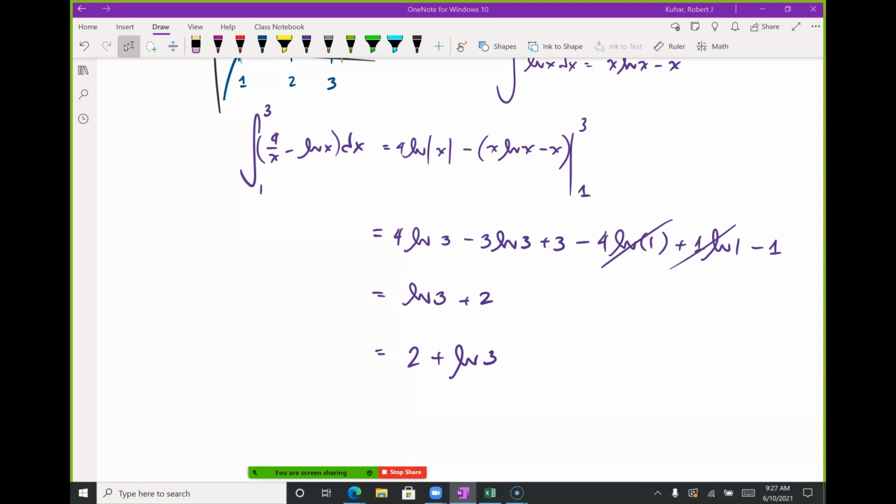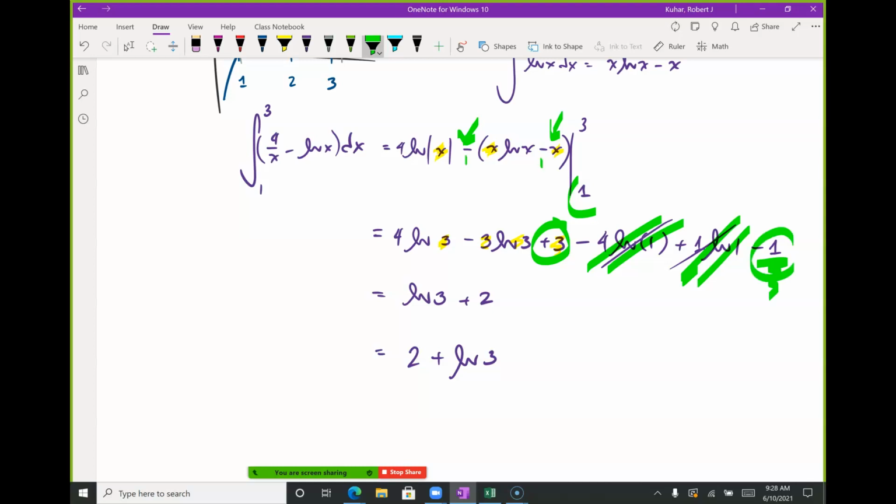Can you explain the plus 2? Yes. So first of all, I'm plugging in 3, right? So if I'm plugging in 3, I get 3 ln of 3 plus 3. So you should agree with this plus 3. And then when I plug in 1, I get 4 ln of 1. That goes away. Ln of 1 is 0. And then a minus. Remember the sign switch when I plug in the lower number. So plus 1 ln of 1, that's a 0 again. And then minus 1, right? And so 3 minus 1 is the 2.